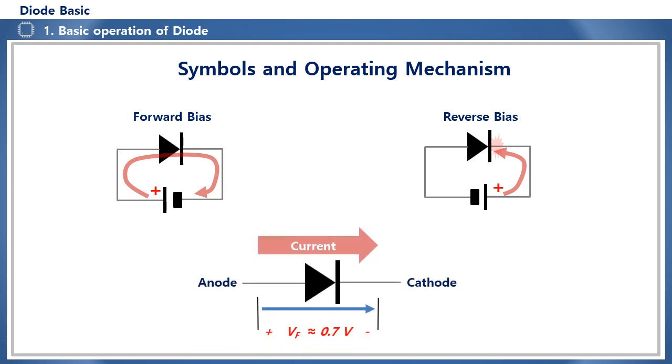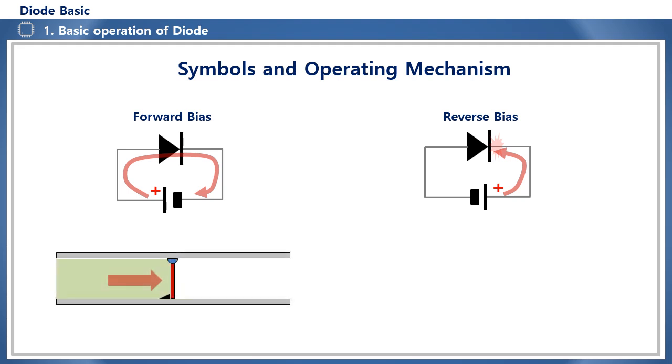When the diode is forward biased and turned on, a voltage drop of about 0.7 volts occurs between the P and N sides, and this forward voltage drop is called VF. In order to reduce power loss, the lower this forward voltage drop VF is, the better.